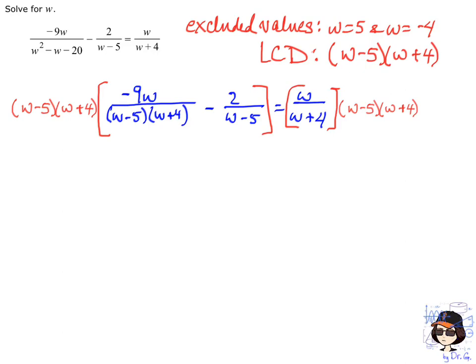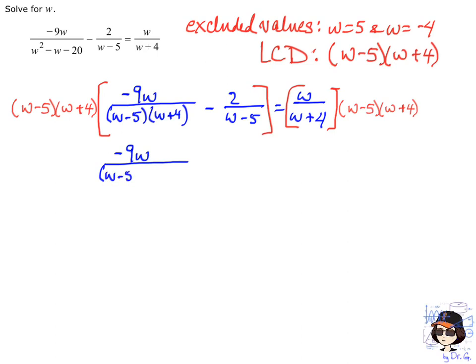Okay, so look at both sides. Our goal is to cancel denominators so they all go away. But look at the left side. The left side we cannot cancel yet. So this is a point where some people try to cancel too soon. We have a difference on the left side, so we have to use the distributive property.